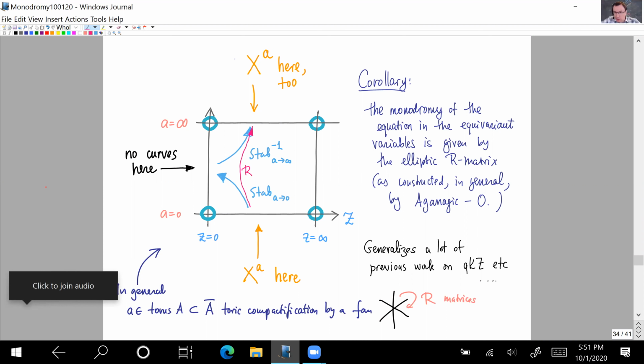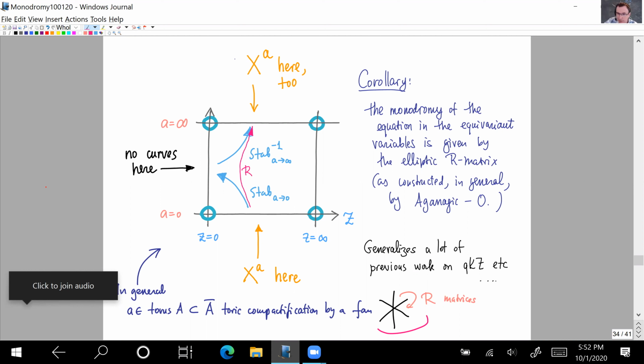strata in some toric compactification of your torus, and if you think of the toric compactification in terms of a fan, here's a picture. Here I draw a picture of a fan, and this means you go from one cone of a fan to another cone of a fan, and that's exactly what R matrices do.